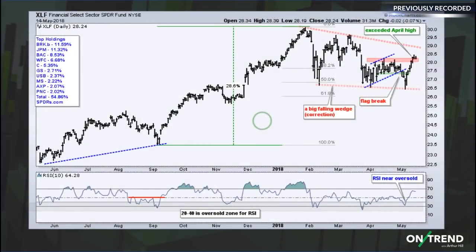So finance, now finance really came alive last week. And if you look at the big structure here, you had a massive advance, almost 30%. And then we've retraced 50 to 62% with this big falling wedge, which is typically a corrective pattern within a bigger uptrend. And so we had what looked like a flag break, but the bigger uptrend trumped that.